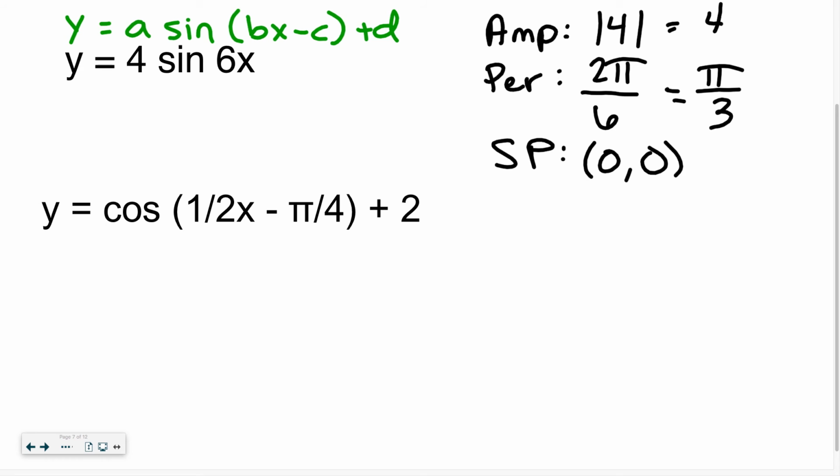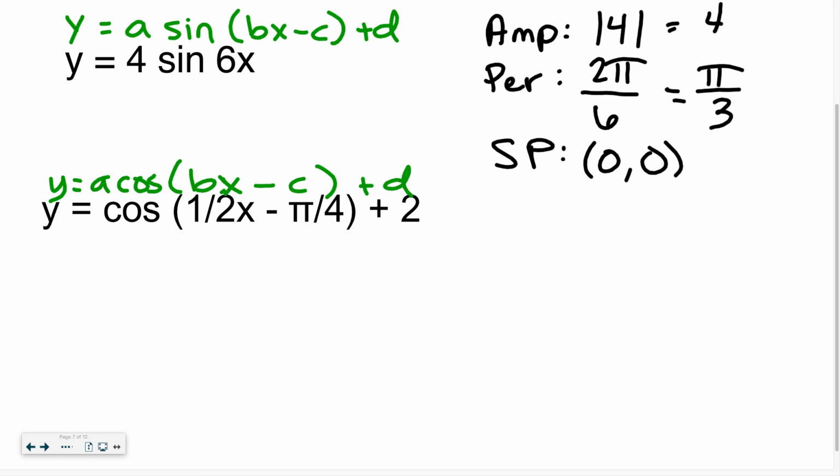Okay, one more. Y equals the cosine of 1/2 x minus pi fourths plus 2. Again, good idea if you're not sure which values to use, you can always write, oops, that's a minus C, you can always write above what the general form looks like. D sometimes shows up at the beginning. Like it could say 2 plus the cosine. So if you have one number that's being added or subtracted, that's your D.